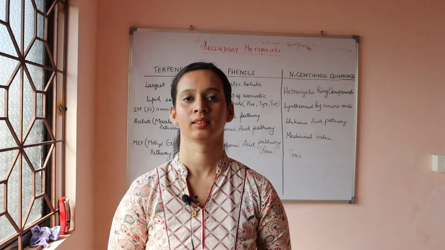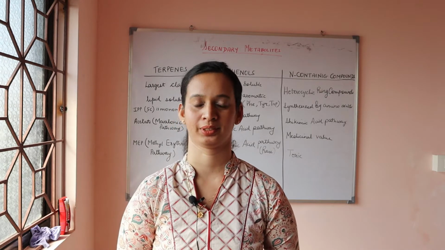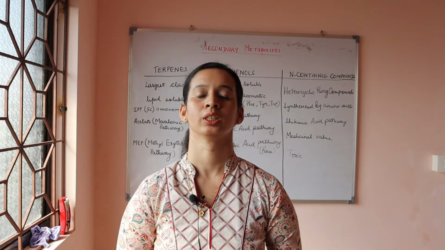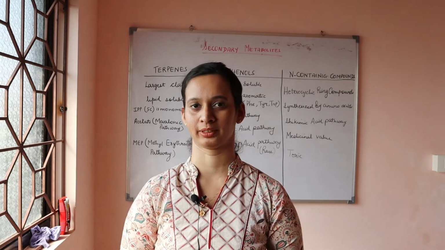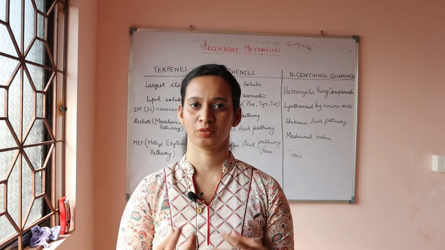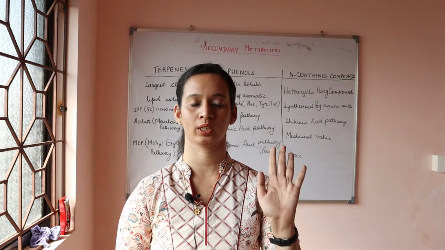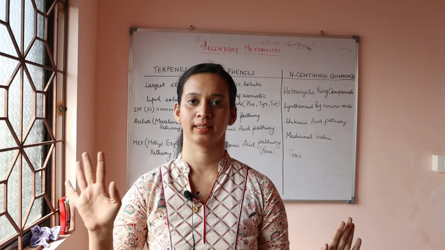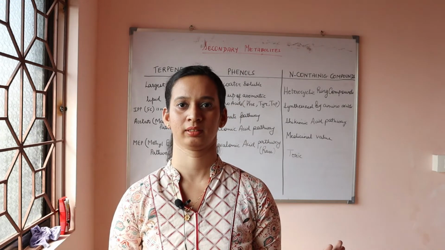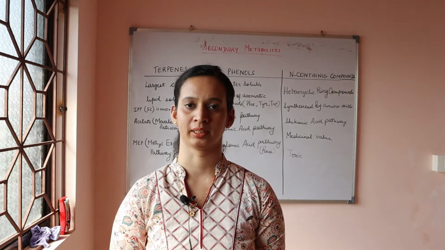And that is secondary metabolites. This is a part of plant physiology, unit 6, secondary metabolites. Now, first of all, when it comes to plants, there is something called primary metabolites and there is something called secondary metabolites. What are primary metabolites?